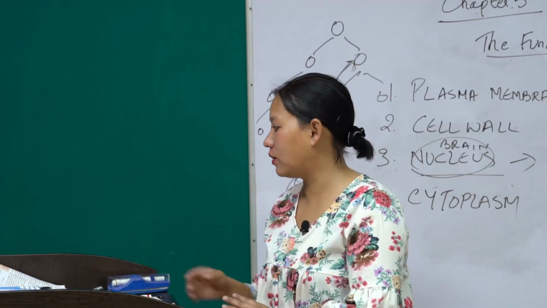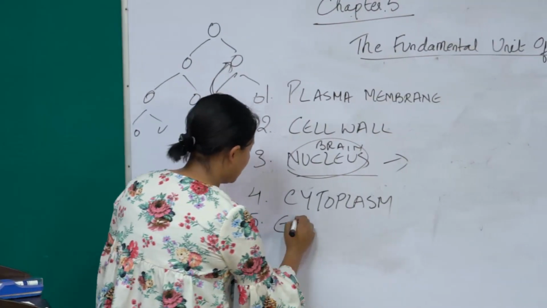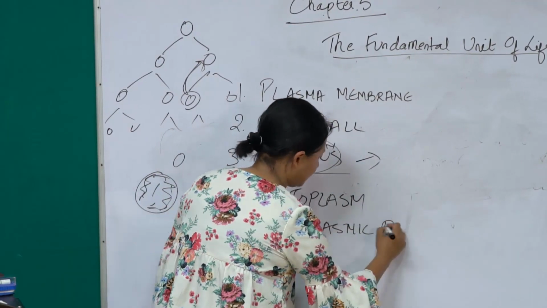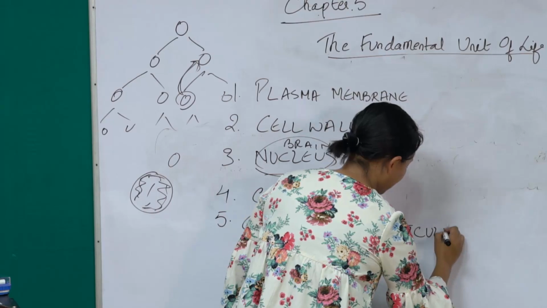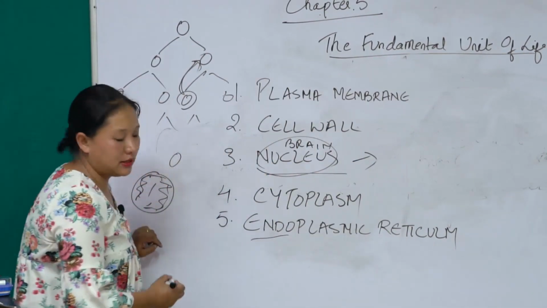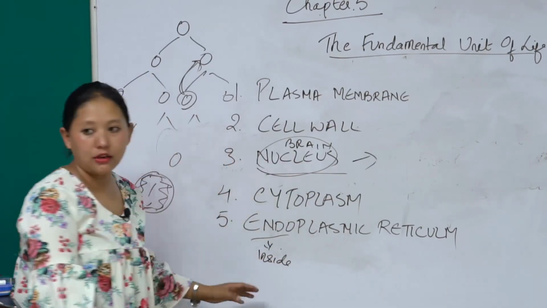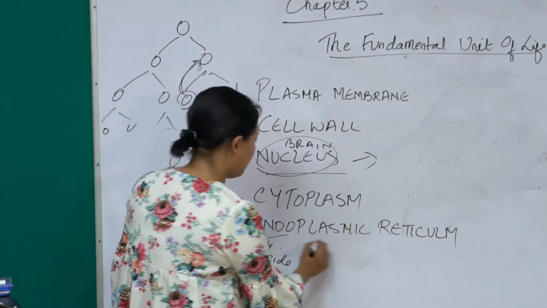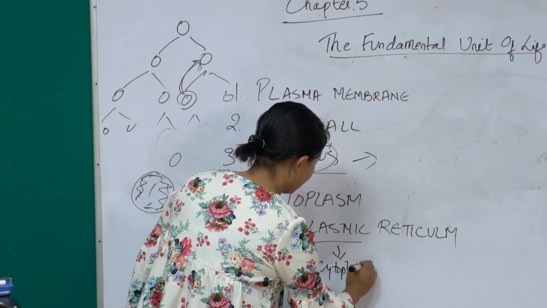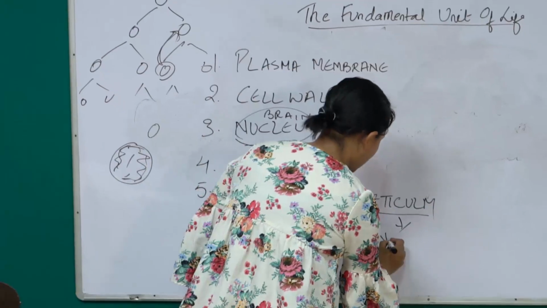And then the next cell organelle is the endoplasmic reticulum, number 5. Now what is the endoplasmic reticulum? Endo means inside, plasmic means related to the cytoplasm, and reticulum means network.